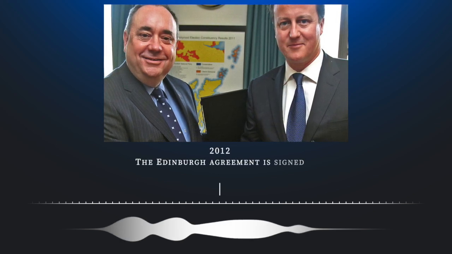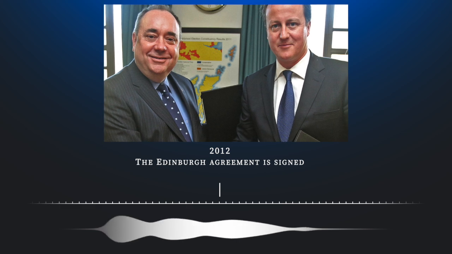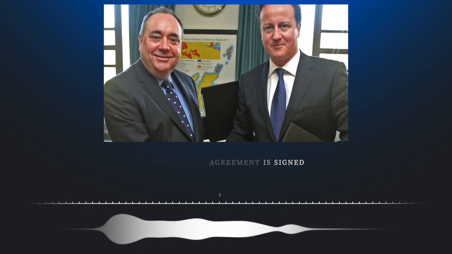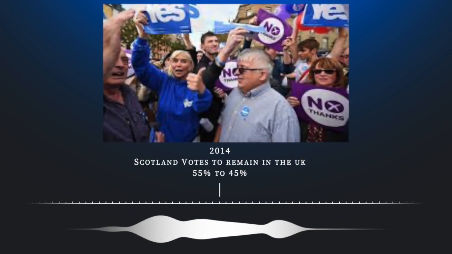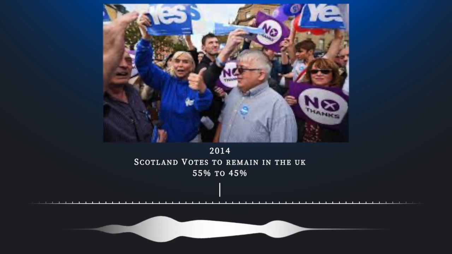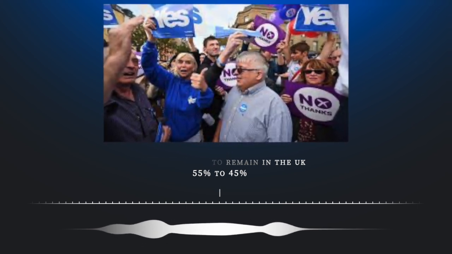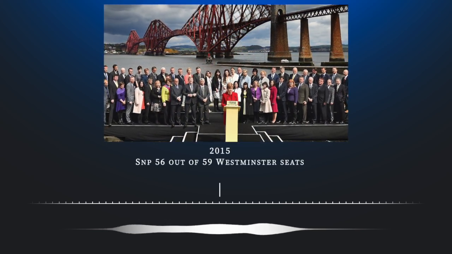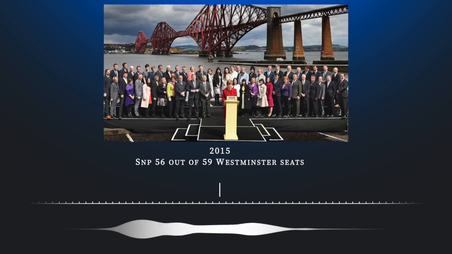2012. Alex Salmond and David Cameron sign the Edinburgh Agreement, granting a Section 30 order for a legally binding independence referendum. 2014. On September 18th, the independence referendum is held. Scotland votes 55% to 45% to remain in the United Kingdom. 2015. In the UK general election, the SNP wins 56 of 59 seats.